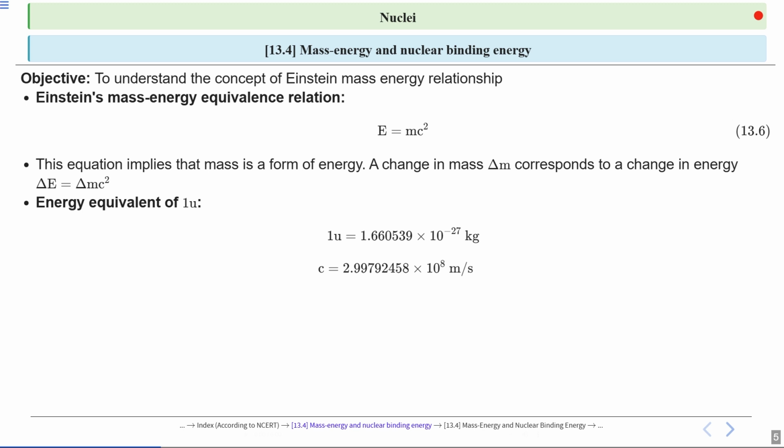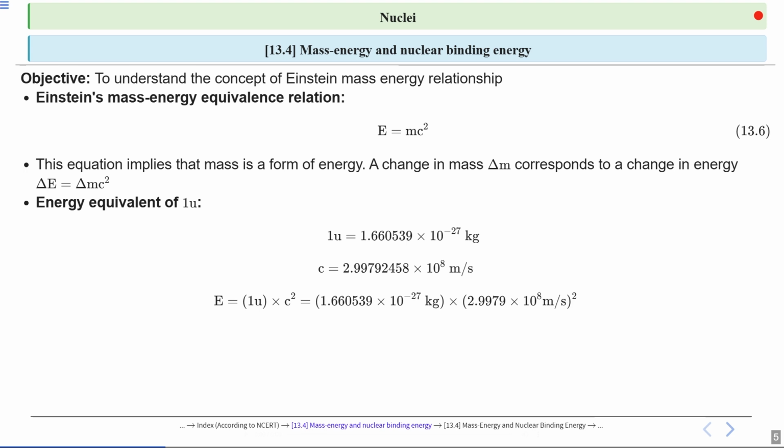Here, c is the speed of light in a vacuum, which is 2.99792458 times 10 to the power 8 meter per second, or approximately we will take 3 times 10 to the power 8 meter per second. Let's substitute the values into our equation. So E equal to delta m, which is here 1 u, times c square.